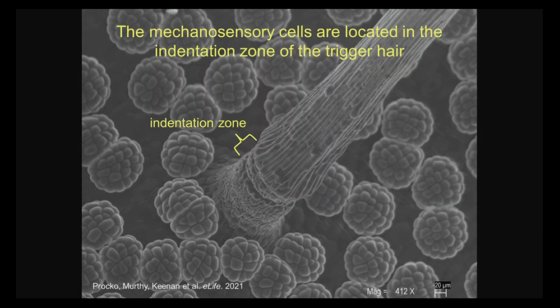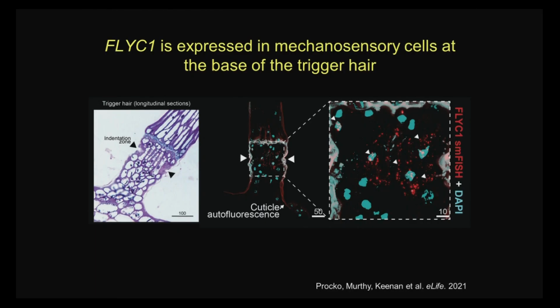Okay, where might these channels be expressed in the trigger hair? So here, this is an electron microscopy image of the base of the trigger hair. This is the lever coming down. Here's the podium. Here, between the lever and the podium, is kind of some ruffled cells. This is known as the indentation zone, and this is where the mechanosensory cells are present. So this is where you get maximum bending of the trigger hair when an insect bumps into it.